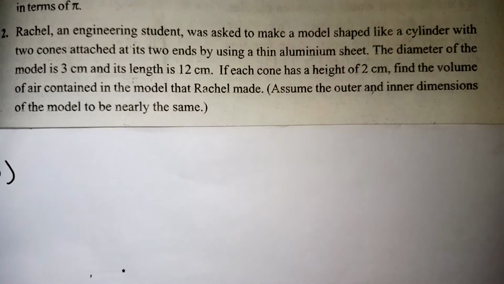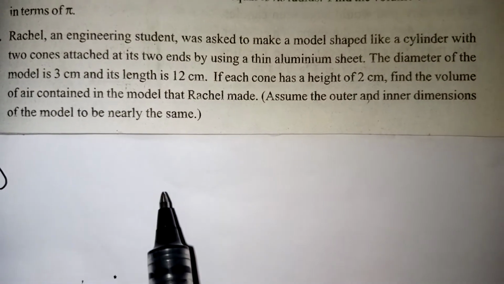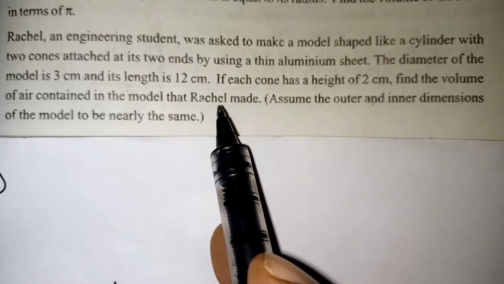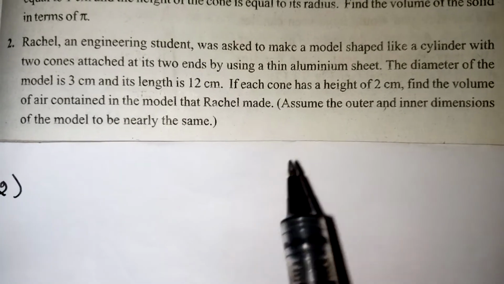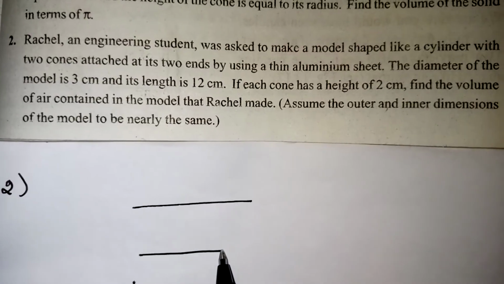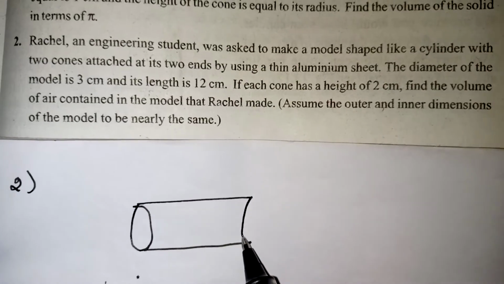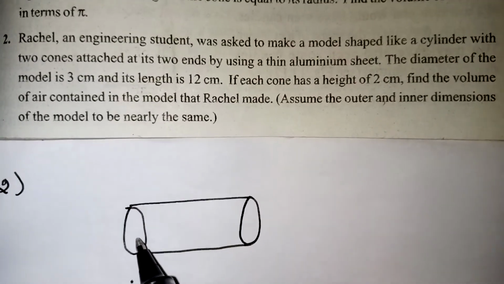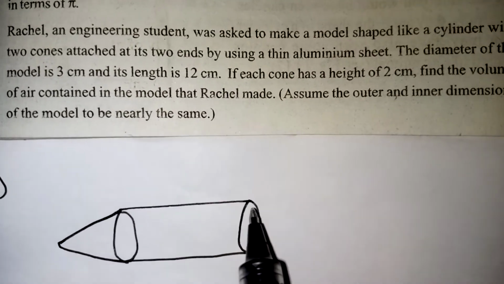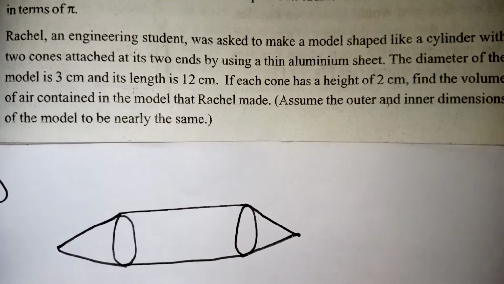Second problem. Our question is: Rachel, an engineering student, was asked to make a model shaped like a cylinder with two cones attached at its two ends, by using aluminum sheet. So he is making a cylinder and attaching two cones at the ends of the cylinder. That means this is one end, this is another end, and they have attached a cone here. Like this he is making a model for his project. So a cylinder attached with two cones, like this it will be.